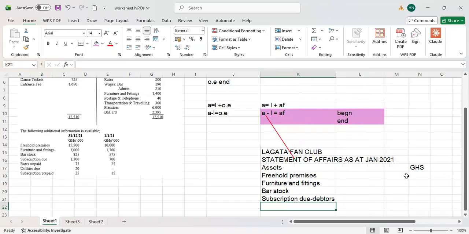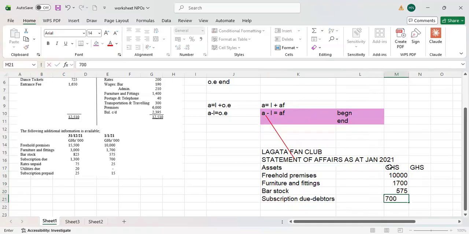So my assets, I have freehold is 10,000. Check the year, 17, bar stock 575, subscription 700. Okay, I add all.